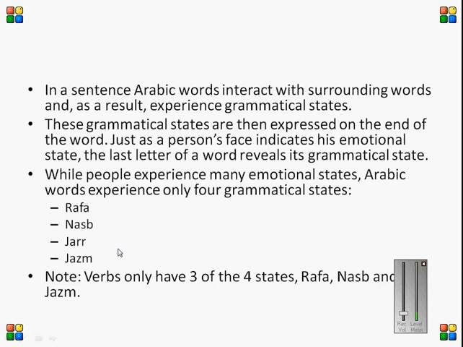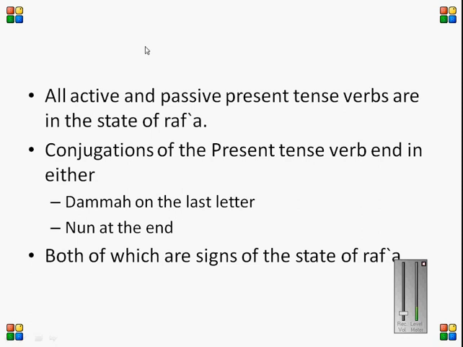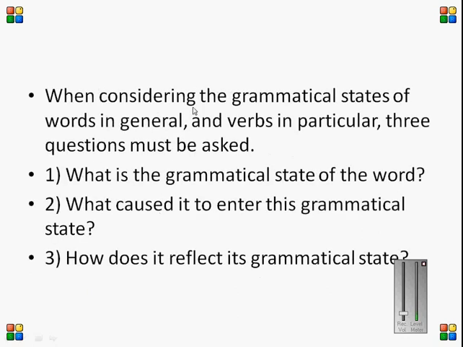Note, verbs only have 3 of the 4 states: rafa, nasb, and jazm. So a verb cannot be in the state of jar. All active and passive present tense verbs are in the state of rafa. Conjugations of the present tense verb end in either a dhamma on the last letter or a noon at the end. So these are basically 2 signs of the state of rafa on a verb.